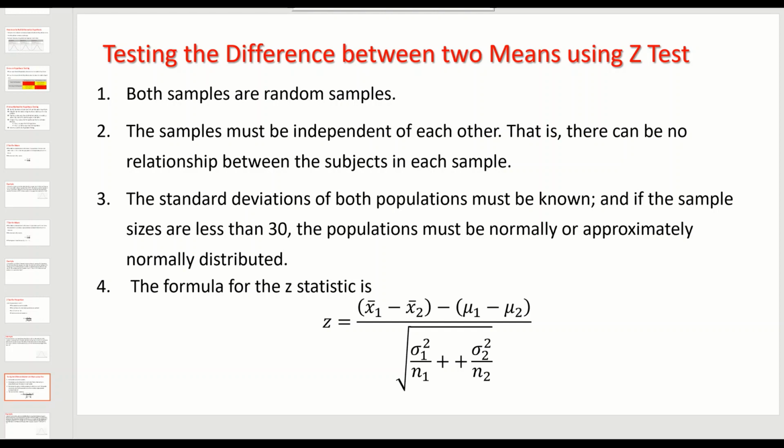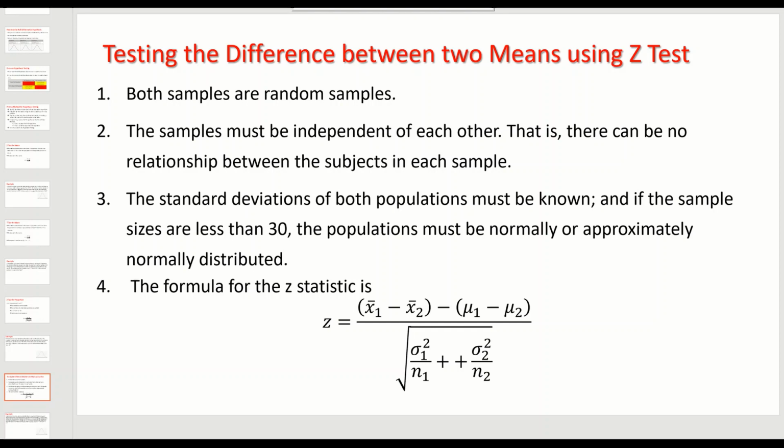A couple of things we need to know before we begin with an example. The first thing is, as we are talking about two means, both samples must be random samples. That is the first condition. Second, the samples must be independent of each other. So the samples taken will be two in this case, and these two samples must be independent. That is, there can be no relationship between the subjects in each sample.